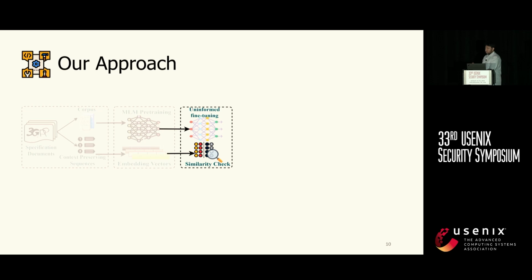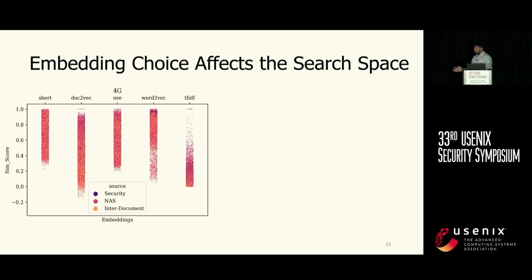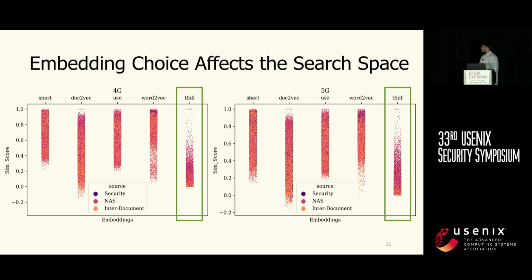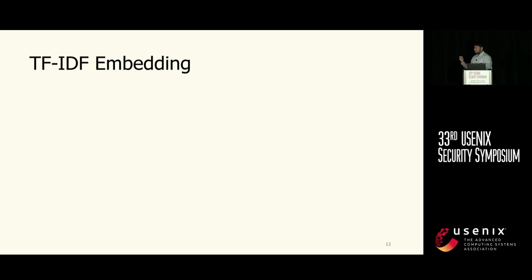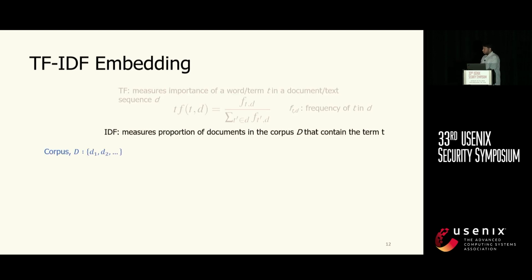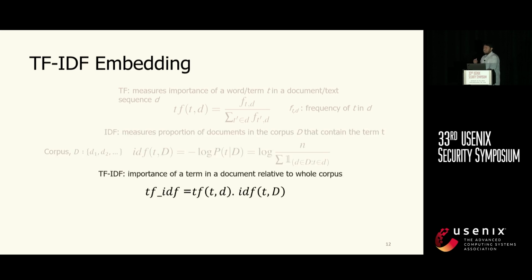For the choice of embedding vectors, we look into five different embedding schemes: SBERT, doc2vec, OR2vec, USE, and TF-IDF. For 4G and 5G, we sample a few data points, and we see that TF-IDF performs better, because we are interested in filtering out the data that has the most similarity, and TF-IDF gives higher sparsity in the high similarity regions. Let's talk a little bit about TF-IDF embeddings. TF measures the importance of the tokens or terms, and IDF measures the document importance. In general, TF-IDF measures the term importance in a document based on the whole corpus.